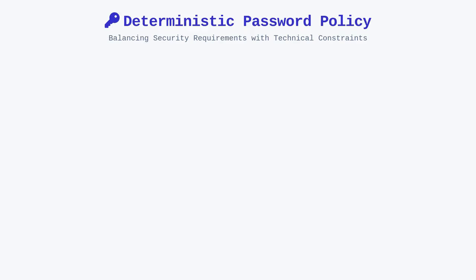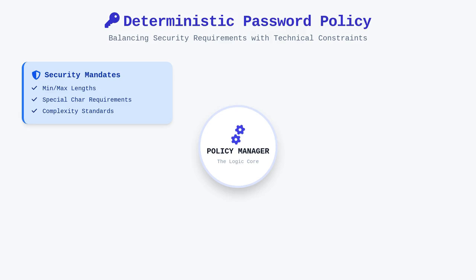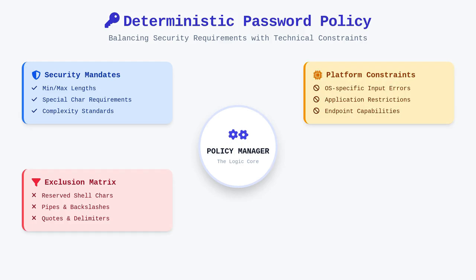Managing password generation involves more than just selecting a length. It is about defining a deterministic policy that satisfies the security requirements of the target system without triggering invalid input errors. You must configure these rules by accounting for specific character patterns, such as mandated special characters or sequences that a particular operating system or application simply refuses to accept. The exclusion matrix becomes particularly important here, as it allows you to filter out characters that might have reserved meanings in command line shells, such as quotes, pipes, or backslashes.